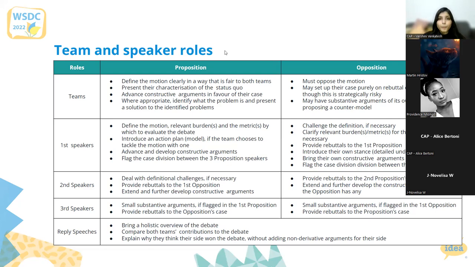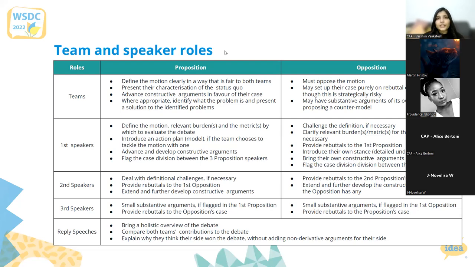On the other hand, opposition obviously has to oppose the motion. They can purely set up a case that is based entirely on rebutting proposition. Usually this is strategically risky. So let's say the topic is "This house would ban smoking." Opposition can entirely set up a case that goes "banning smoking is bad" without their own explanation for why smokers might be better off in the op world. This is usually pretty risky.